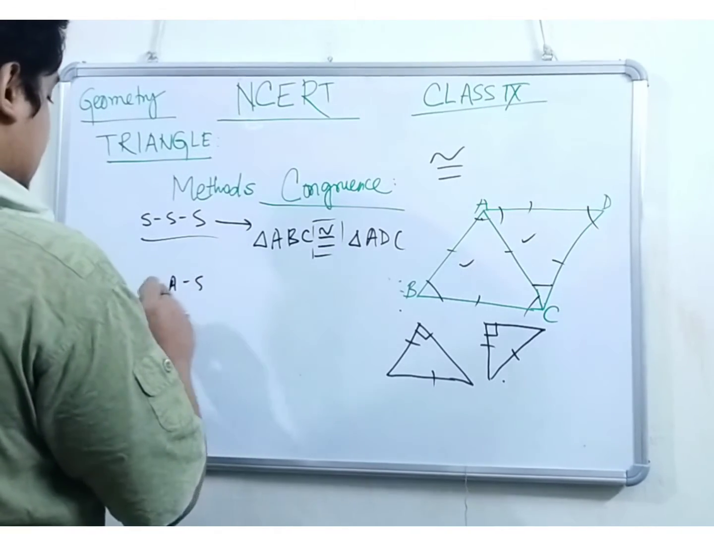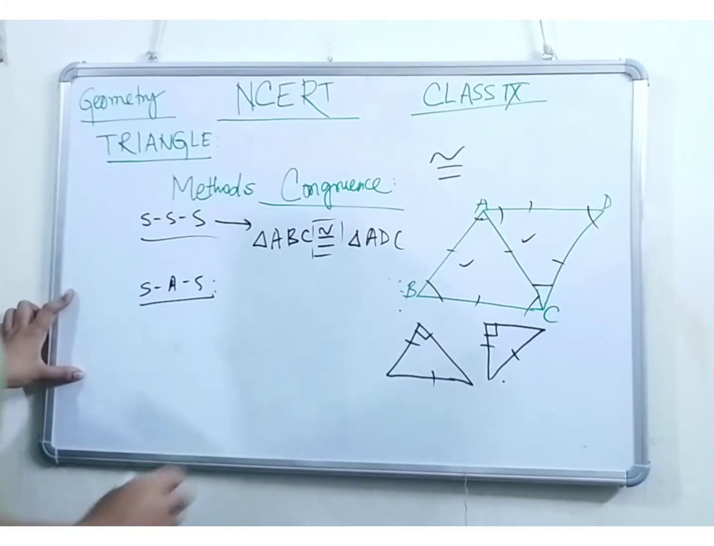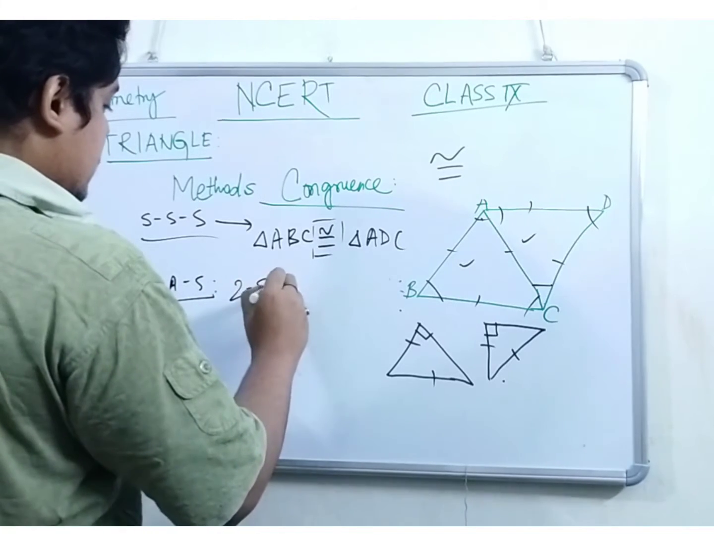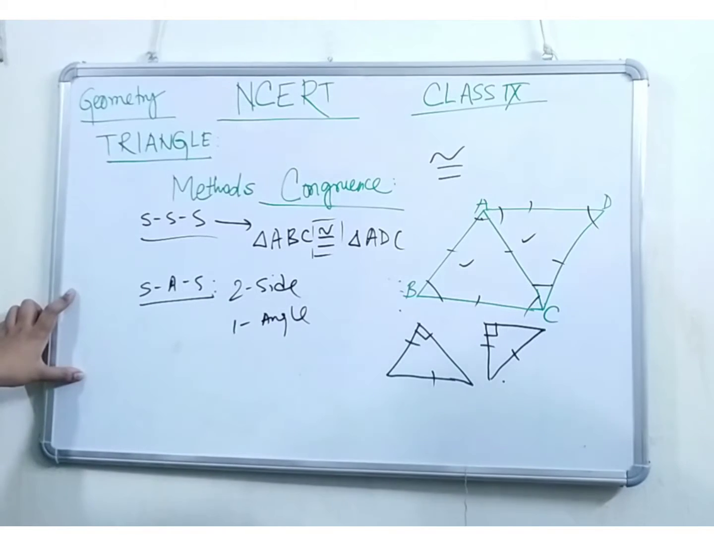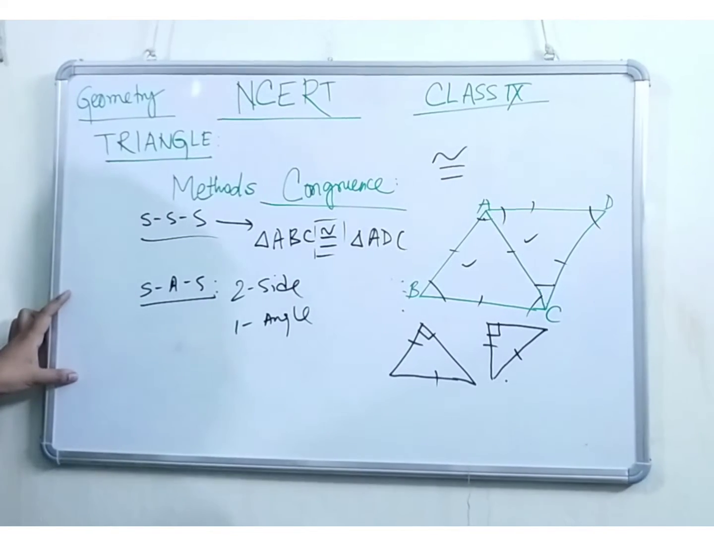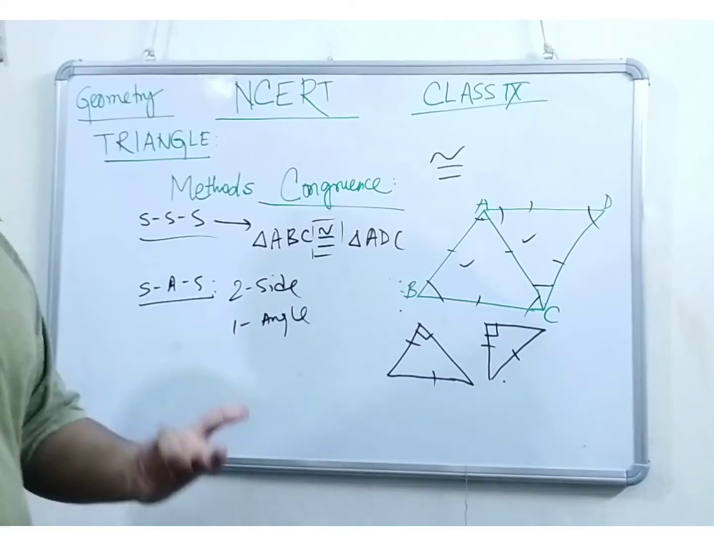The third one is SAS, or side angle side. What will it imply? Two sides and one angle. So here we will have two sides and one angle to be equal, and then the triangles will be congruent.